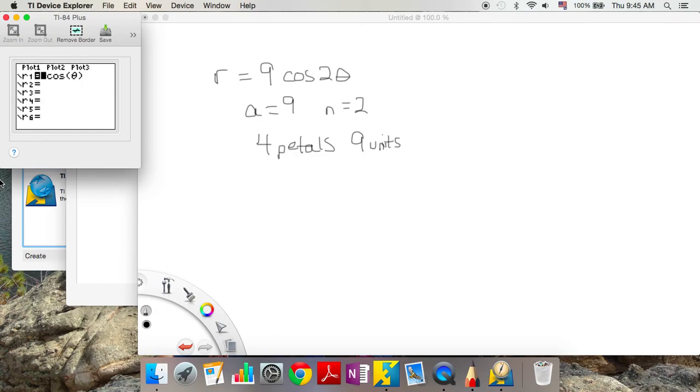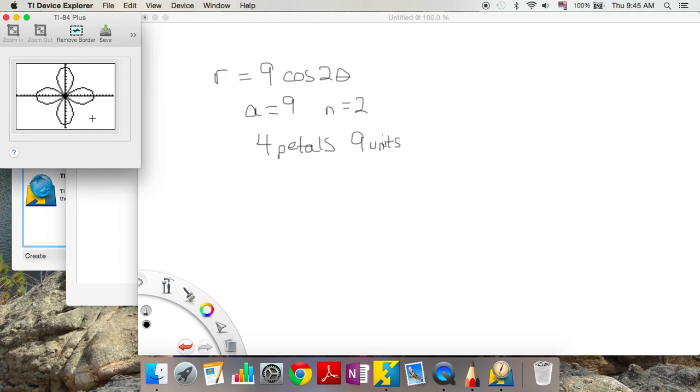So if we come over here to graph it, we have 9 times the cosine of 2 theta, and we graph that in our square window, this is what we get. It's a rose, looks like a flower, with 4 petals. Each of those 4 petals is 9 units from the pole out to its outer part here, 9 units long. So on the chart, that's how we knew these things, and then we used our calculator to graph it.